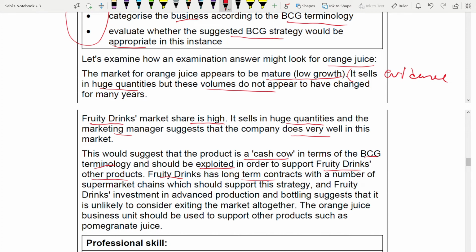Fruity's investment in advanced production and bottling suggests, you see how you are giving evidence from the case study, that they are unlikely to exit the market. That means they will be in the market for the future. So having this cash cow till the future will help them for the other products like orange juice. They should be used to support other products such as pomegranate juice. Orange juice is the cash cow. Cash can be used to support a problem child, that is pomegranate juice.